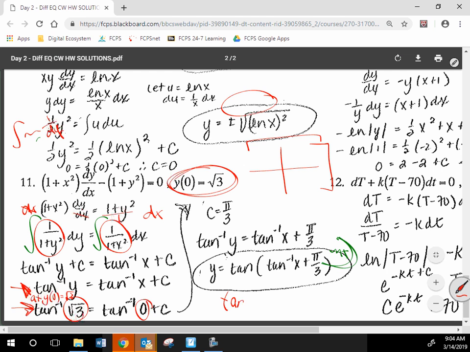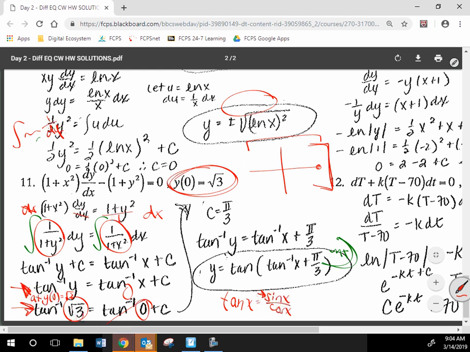Tangent is sine over cosine. On my unit circle, where is sine 0? Good, 0 and pi, but we have to stay within these two quadrants. We're at 0. Okay, so we got that this one was 0. So now can you maybe take a look here? What was our inverse tangent of square root of 3?